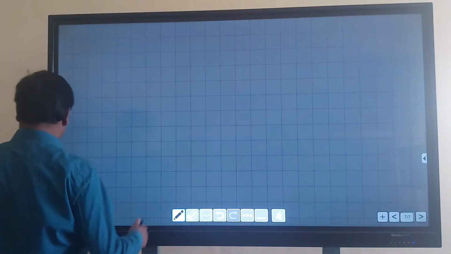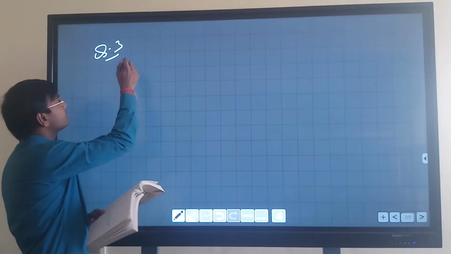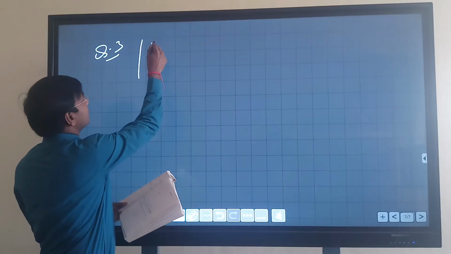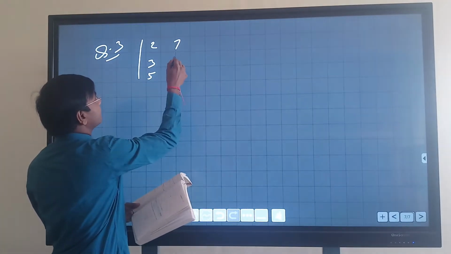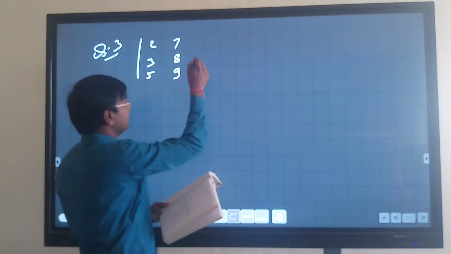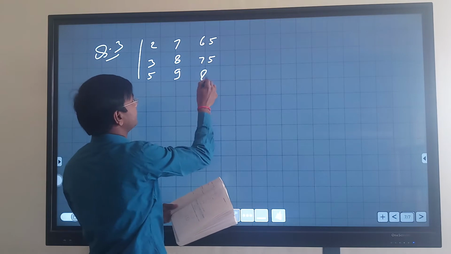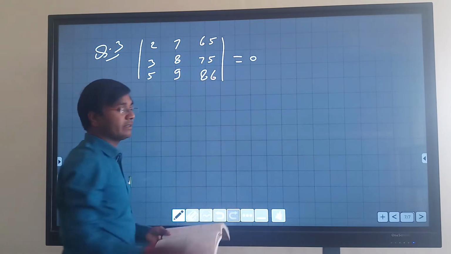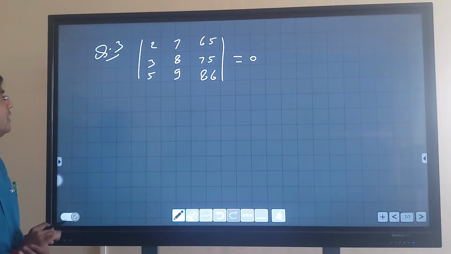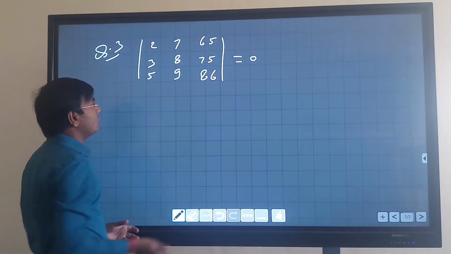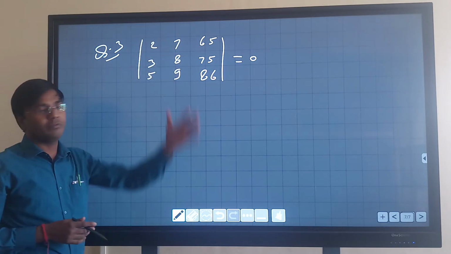Now see the next question. The exercise is based upon logic, right? So you have to practice. 2, 3, 5, 7, 8, 9, 65, 75 or 86. As I said, the exercise is based upon properties as well as logic, that is, which property can be applied in this question. So see, this one is the maximum number. So now we have to think which number should be multiplied by any column or row to get the third one as it is.